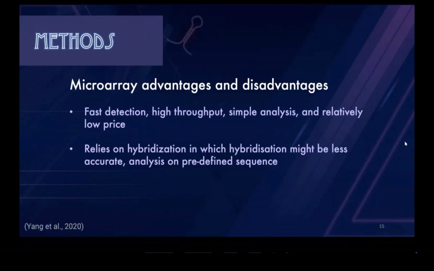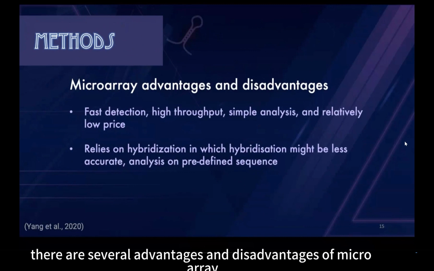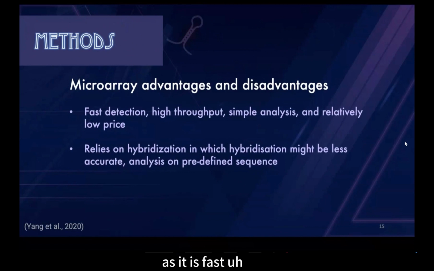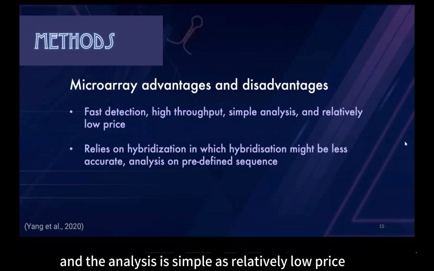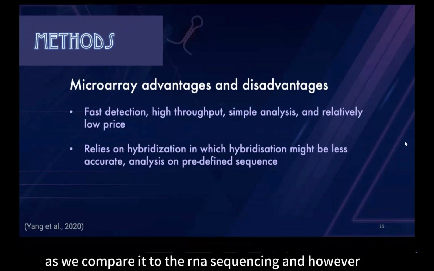and this labeled cDNA will be hybridized on the microarray chip. And then there are several advantages and disadvantages of microarray, as the detection is fast, high throughput, and the analysis is simple and relatively low price as we compare it to the RNA sequencing.